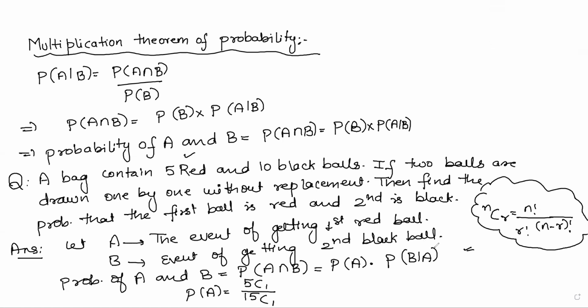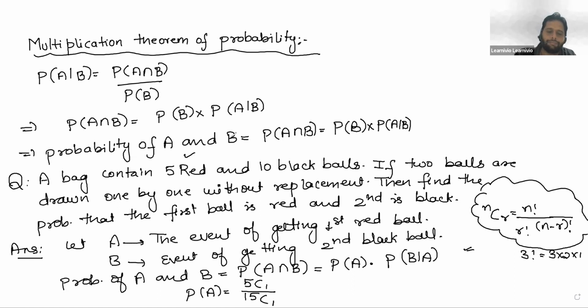Yes, sir. Could you repeat how you got the P of A part again? The 5C1 by 15C1 part. Okay, I will. First of all, remember please this formula. NCR is n factorial by r factorial, n minus r factorial. Factorial means, suppose you have 3 factorial, that means 3 into 2 into 1.